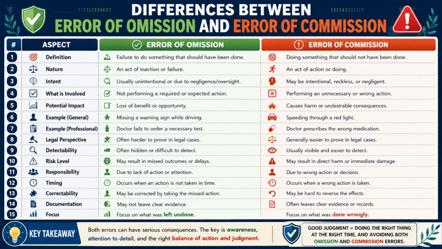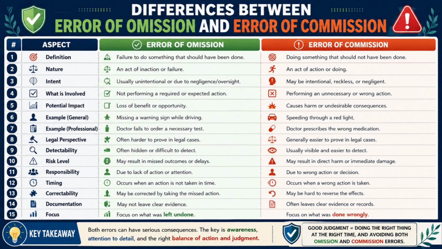Number 7. Error of omission can be complete or partial, whereas error of commission generally involves incorrect recording, posting, or calculation. Number 8. Error of omission is often difficult to detect because there is no record of the transaction, whereas error of commission is easier to identify because an incorrect record exists. Number 9. Error of omission may not affect the trial balance if the transaction is completely omitted, whereas error of commission may or may not affect the trial balance depending on the nature of the mistake.